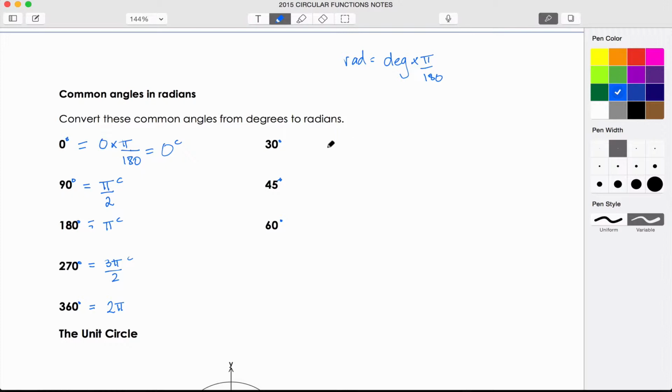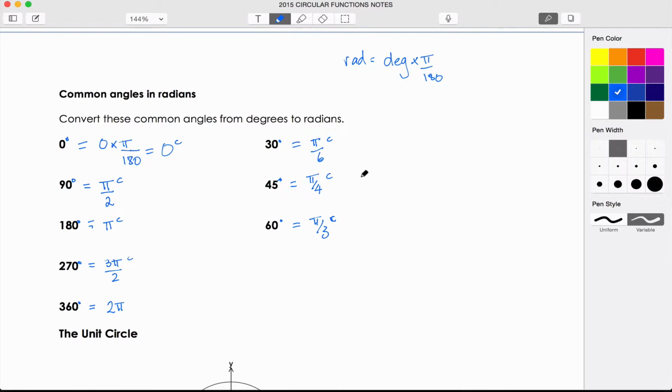30 degrees converts to pi over 6 radians, 45 degrees is pi over 4 radians, and 60 degrees is pi over 3 radians. Now, a place where a lot of people get mixed up is that the 30 degrees is pi over 6, 60 degrees is pi over 3. Don't get mixed up and think 60 degrees is pi over 6. Doesn't work. But if it helps you to remember, the 4 goes with the 45, then you can use that for this one.